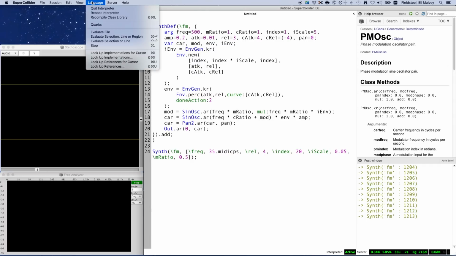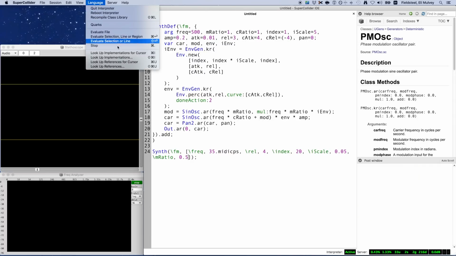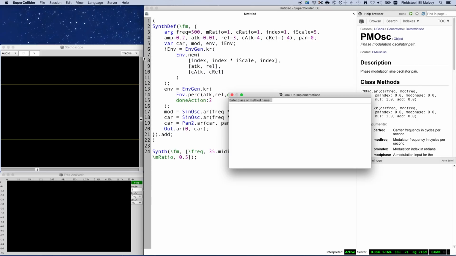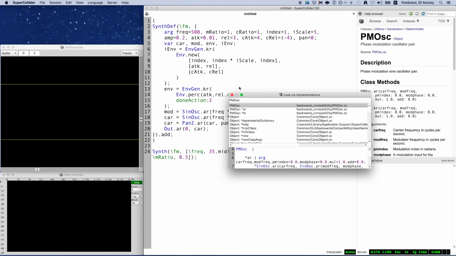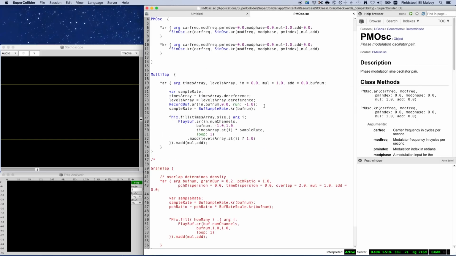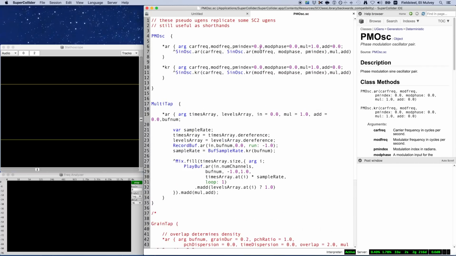In the language menu, select Look Up Implementations, the hotkey is Shift-Command-I, type PMOsc, and double-click it from the list to bring up the source code. Note also that the source code is available using this link in the help document. And PMOsc is a so-called pseudo-UGen. Basically a UGen that serves as a shorthand for a more complex combination of other UGens. This caret mark here indicates that the ar method of PMOsc returns a SinOsc with another SinOsc controlling its phase.